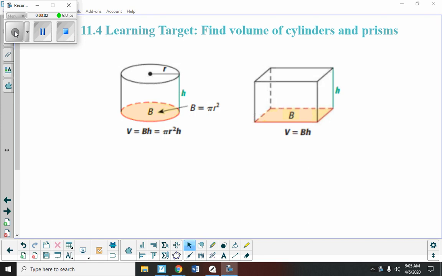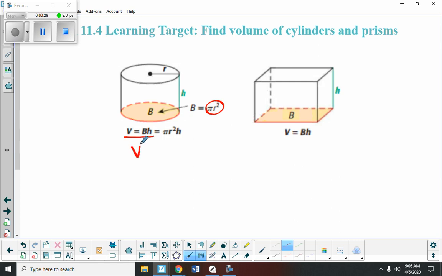Hi there! Today in this lesson we are going to be looking at how to find the volume of cylinders and prisms. Now, the formula for volume for cylinders and prisms is area of the base times the height. So when you're working with a cylinder, the base is a circle. So the area of the base is pi r squared.